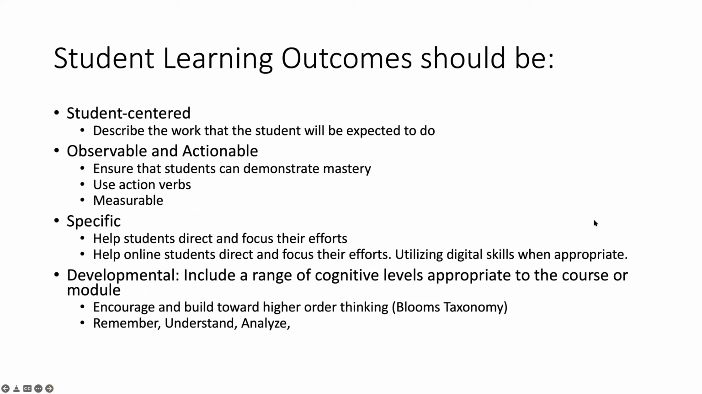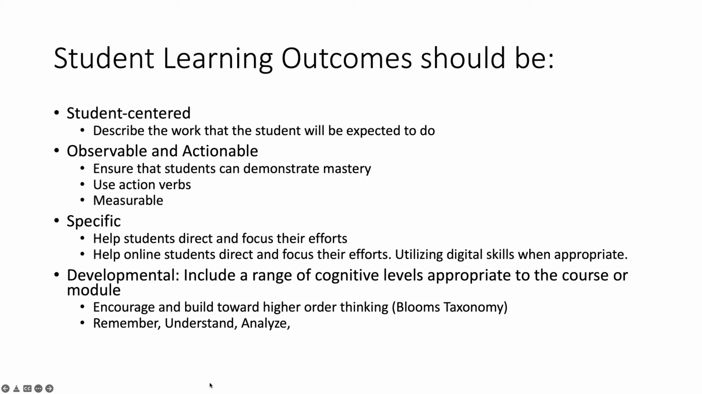The next thing is to check that our learning outcomes, or what we've been calling our learning objectives, are observable and actionable. This is to ensure that the students can demonstrate mastery of what we're telling them they need to be doing. To write it such that the student can demonstrate mastery, we need to use action verbs and ensure that the work is measurable. So it's linking back to being able to assess them. A list of some of the action verbs will be provided in the next slide.